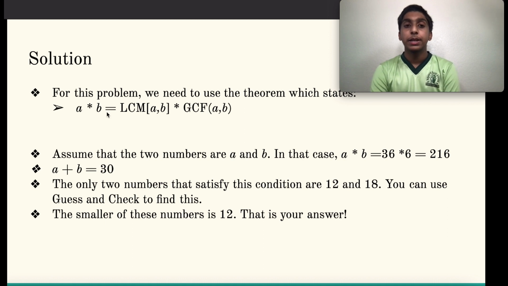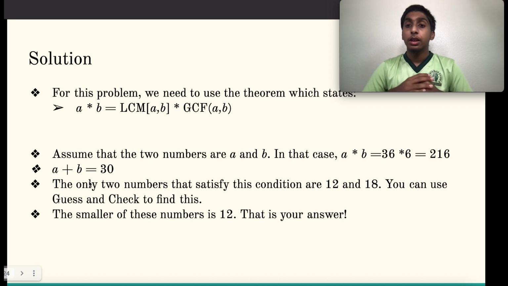A times B is equal to the LCM times GCF. Well, if we have the LCM and GCF, we can just multiply them. So A times B in this case is going to be equal to 216. We found that using our formula. Now, we also know that A plus B is equal to 30.